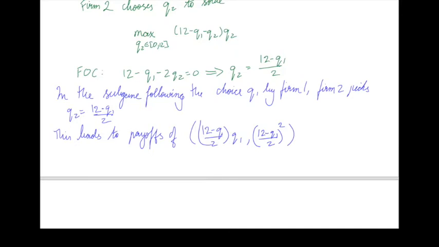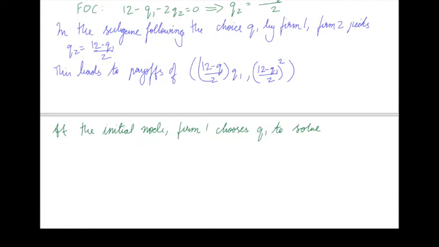Now if we come back to the initial node, we can figure out what firm 1 should choose. Firm 1 is going to choose Q1 to maximize the payoff that it would get after firm 2 behaves in this rational way. So it solves the following maximization problem. It chooses Q1 between 0 and 12 to maximize (12 minus Q1) divided by 2 times Q1. So we can solve this. The first order condition is 6 minus Q1 equals 0, meaning that the optimal Q1 is 6.